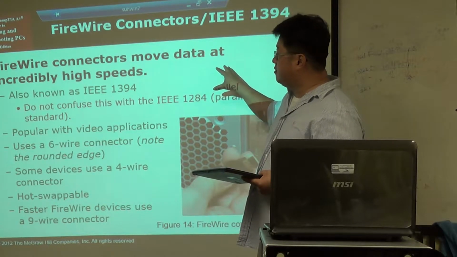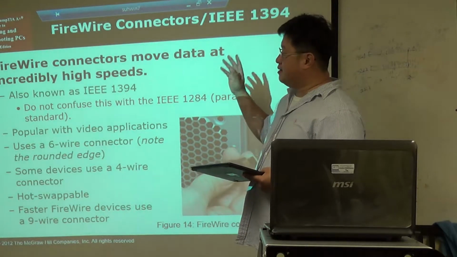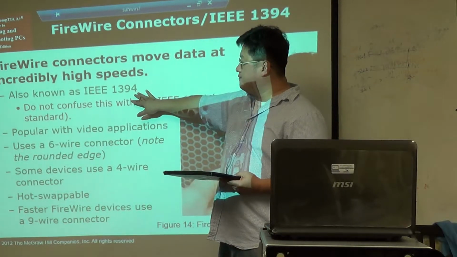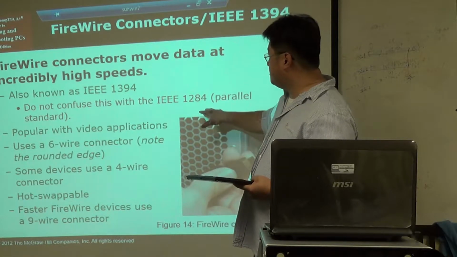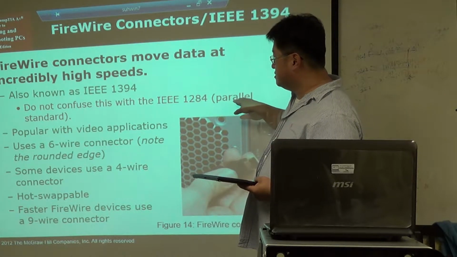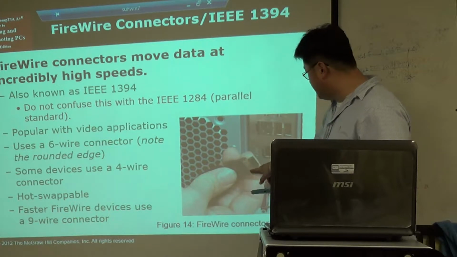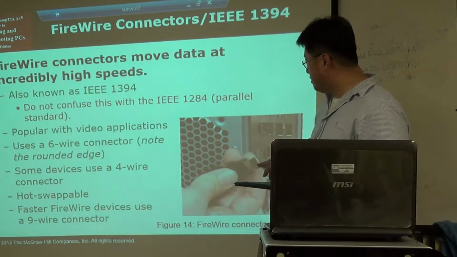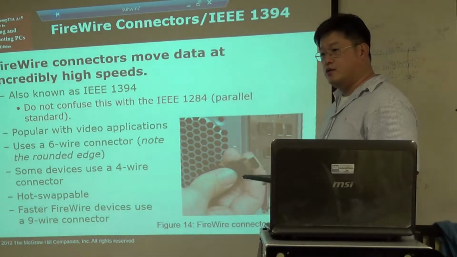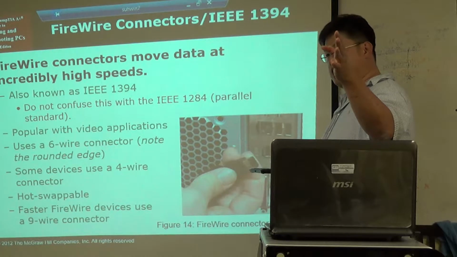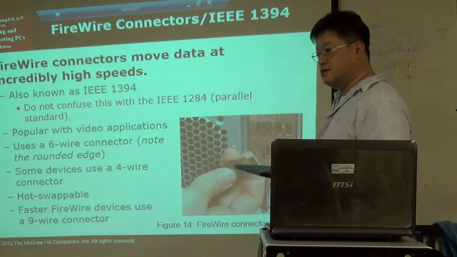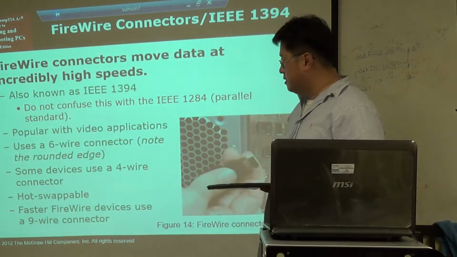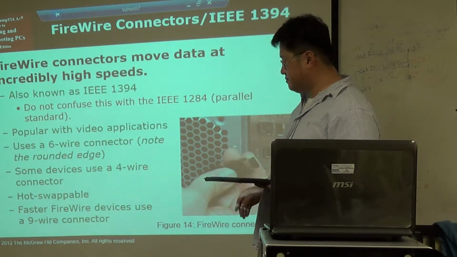FireWire. The better USB that died. It's incredibly high speed, also known as IEEE 1394. Do not confuse it with the 1284 parallel standard. It looks like this. Usually when do you use FireWire? When you use a webcam, video cam, video camera, basically video applications, popular. And this is hot swappable also.